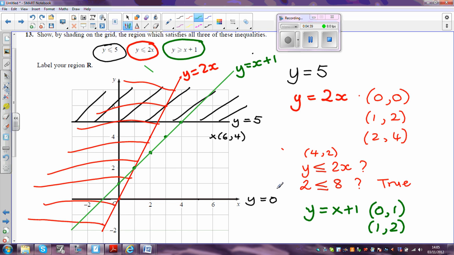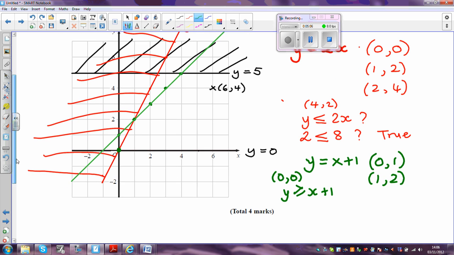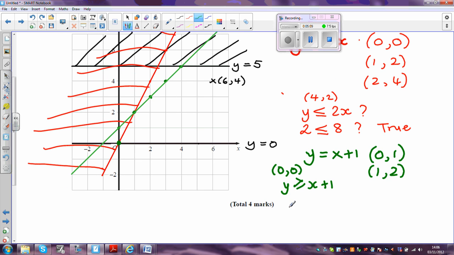Now again, I need to decide which side of the line I need. So again, I'm going to look at my green line. I'm going to choose a point which isn't on that line, and just to make my life a little bit easier, I'm going to choose the origin. Okay, so let's look at the origin, and let's put that into the inequality. The inequality says y is greater than or equal to x plus 1. Okay, so let's put (0, 0) into that. So y is actually 0, greater than or equal to, well, x is also 0, 0 plus 1 is 1. And let's ask ourselves whether or not that's true. And in fact, that one is false.